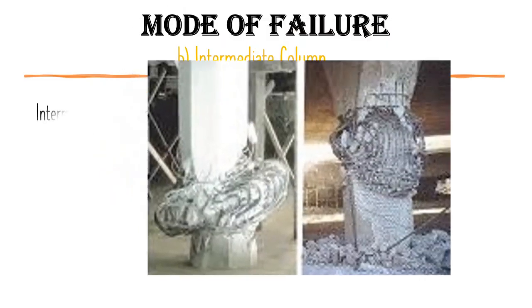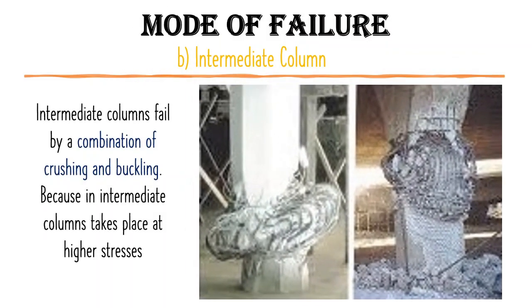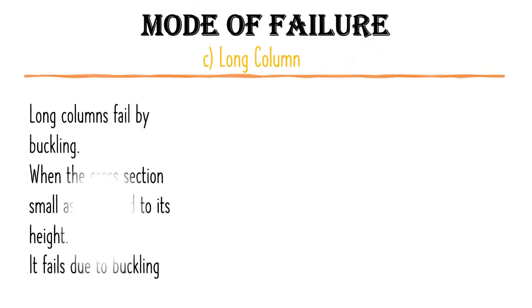Mode of failure. Intermediate column. Intermediate columns fail by a combination of crushing and buckling, because buckling in intermediate columns takes place at higher stresses. Mode of failure. Long column. Long columns fail by buckling. When the cross-section is small as compared to its height, it fails due to buckling.